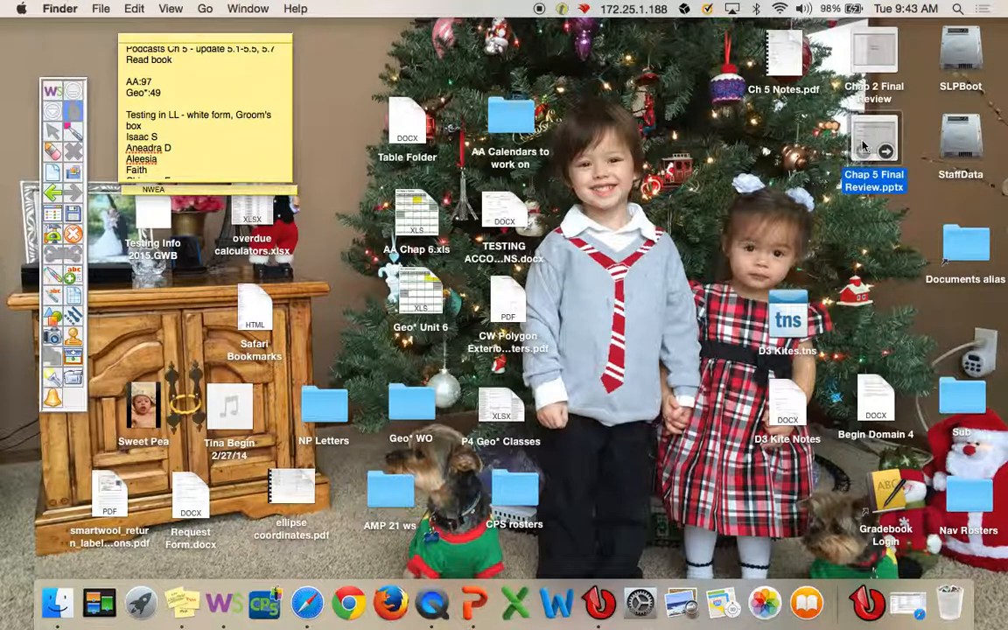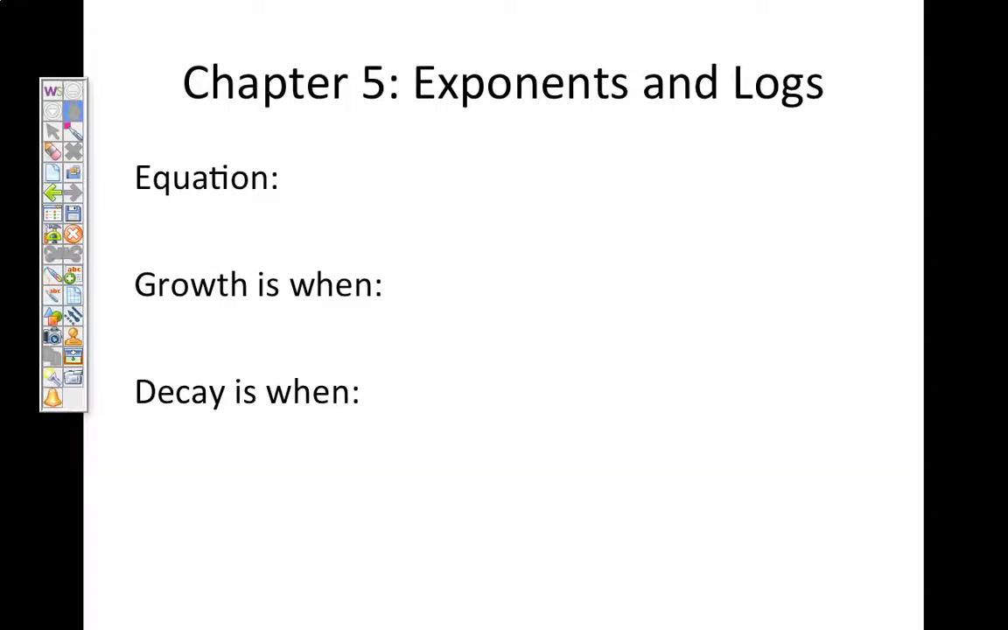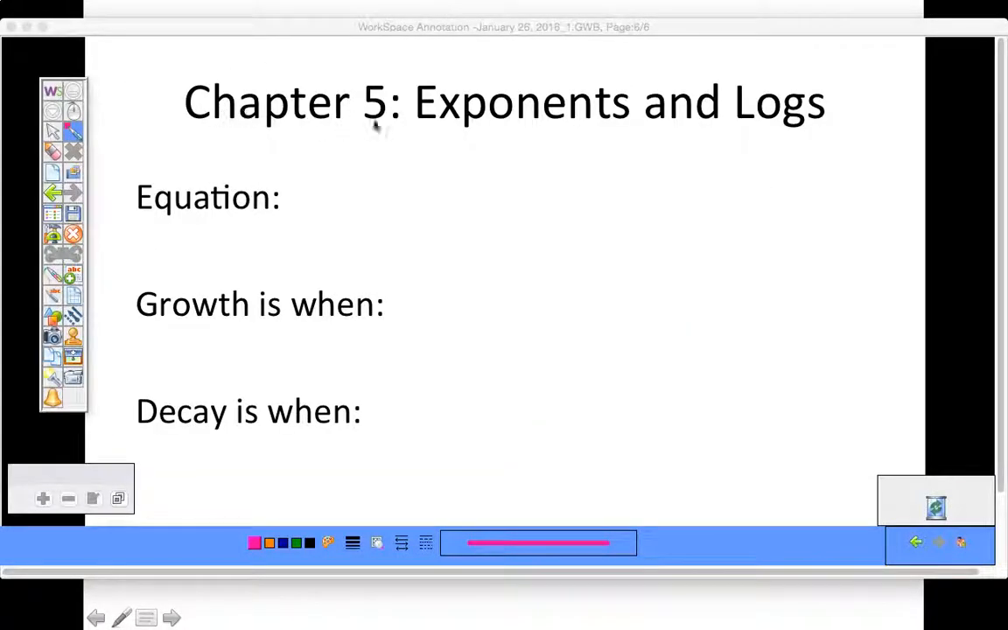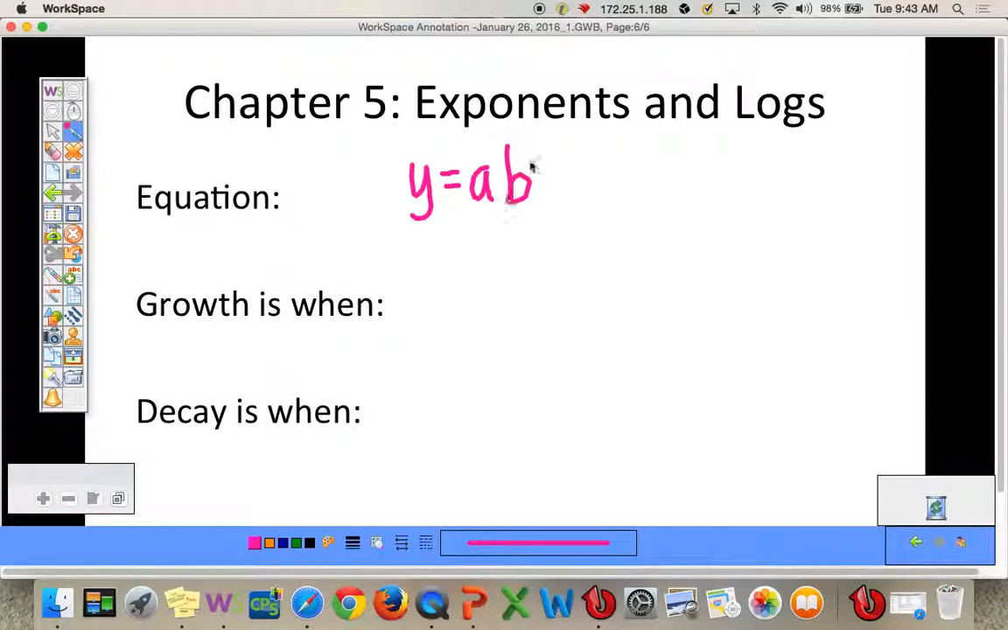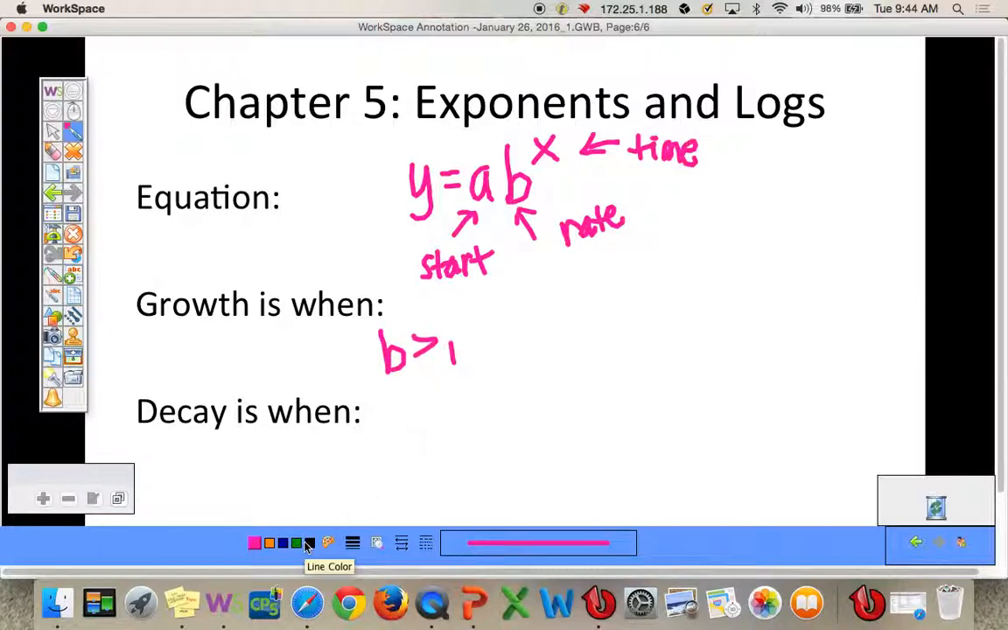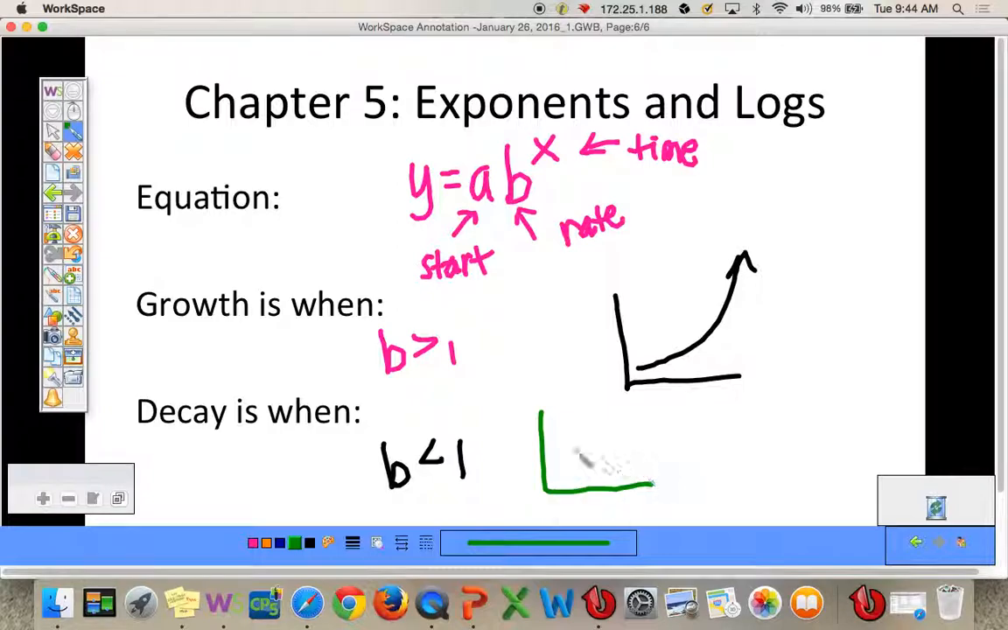Let's take a look at Chapter 5. Okay, so we have to know exponential growth and decay. So growth is when you have your starting value times b to the x. So a is your start, b is your rate, x is usually time. So growth is when b is greater than 1. Here's what growth looks like. Decay is when b is less than 1. And again, you see a lot of this in population growth or decay. So there's what decay looks like.